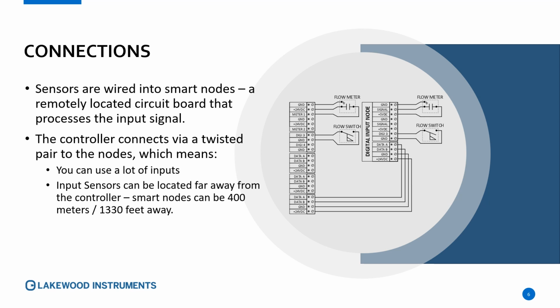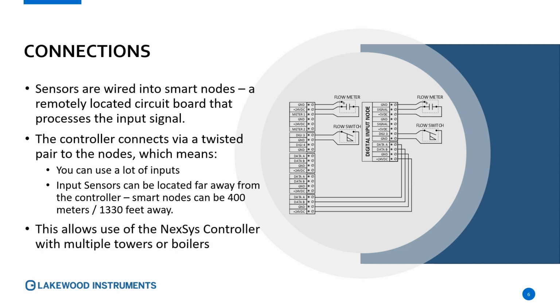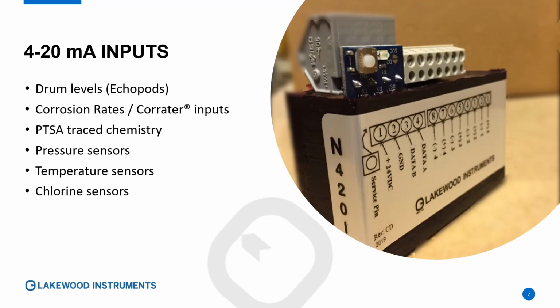The controller connects via a twisted pair to the nodes, which means you can use a lot of inputs. And input sensors can be located far away from the controller. You just wire the sensor right to a smart node. That node can be up to 400 meters or 1,300 feet away from the controller itself. It gives you great flexibility to control multiple cooling towers or multiple boilers.